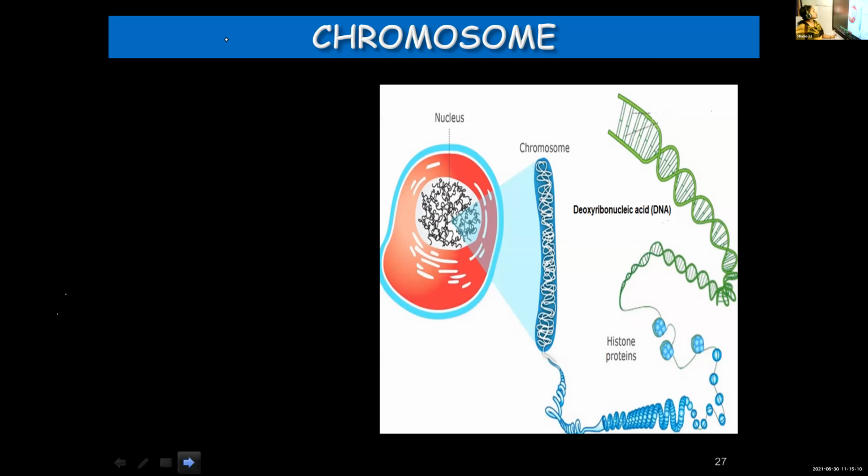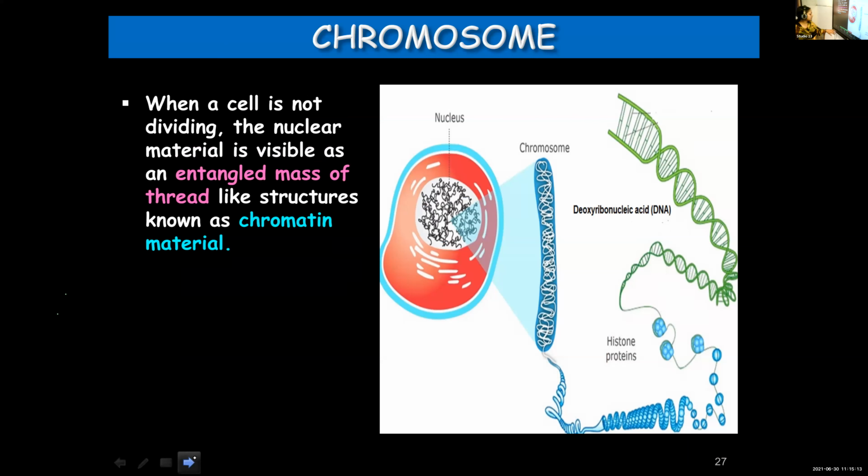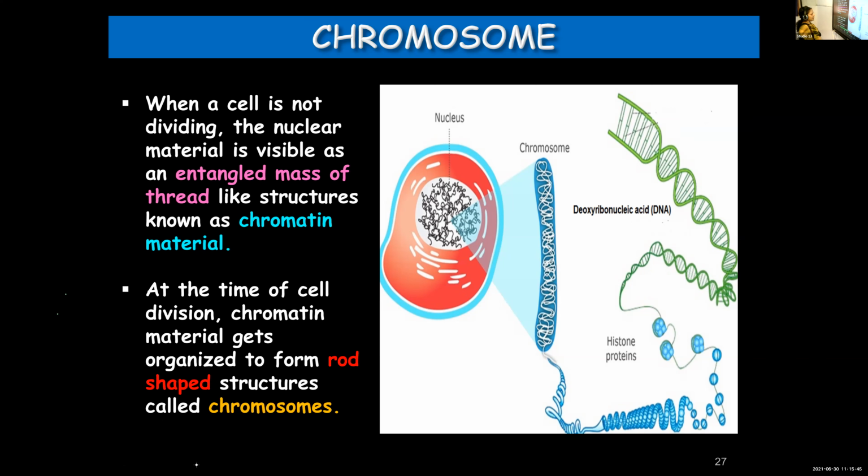Now more about chromosome. When a cell is not dividing, already I told you this, the nuclear material will be seen as a mass of thread. Entangled mass of thread means you can see it is fully mixed up. It's not like a straight thread. It's entangled, mixed up, curled and twisted. So you can see an entangled mass of thread-like structure known as chromatin material. But when the cell is about to divide, this chromatin material will condense or organize and form rod-shaped structures, which you call chromosomes.